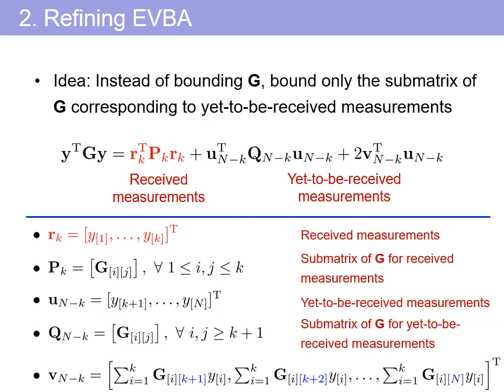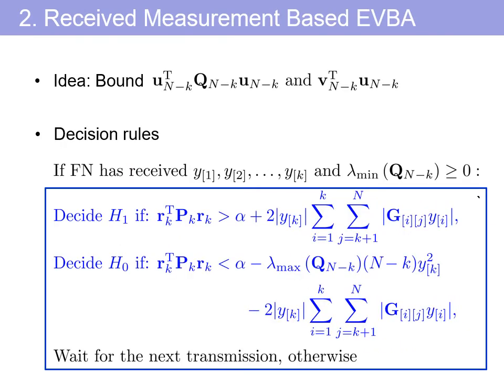I'll skip the mathematics behind it. This is the key idea. I request you to read the paper. But if you do that, you can come up with a different set of decision rules, again in which the fusion node now looks at the measurements it has received till now. It computes a quadratic R transpose P_k and then compares it with a lower threshold, in which case it declares H1, compares it with an upper threshold which it can compute, and you can show that this can be computed. It declares H0, or it waits for the next transmission. So that's the received measurement EVBA, a refined version of EVBA.